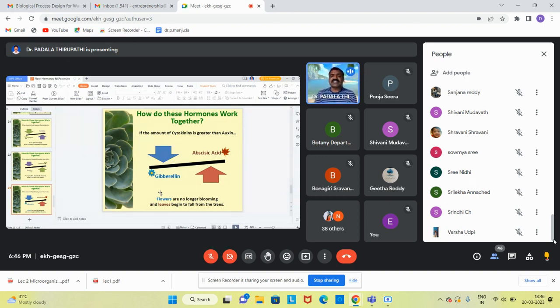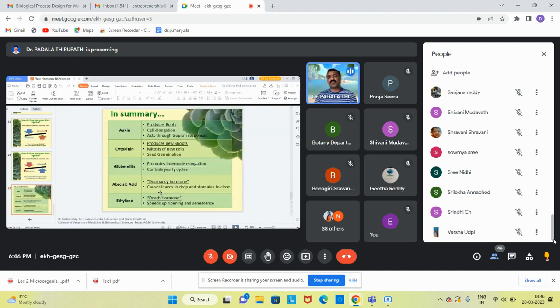Why? Because of the senescence caused by this abscisic acid. And whenever the gibberellin amount is greater than the abscisic acid, the flower is going to be produced. The number of flowers produced is just because of the gibberellins. Okay, so gibberellins are most important for the determination of the sex of the flowers, and also the production of flowers, the number of flowers, due to bolting.